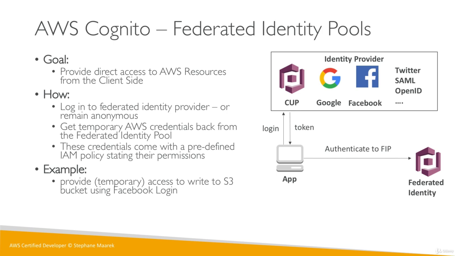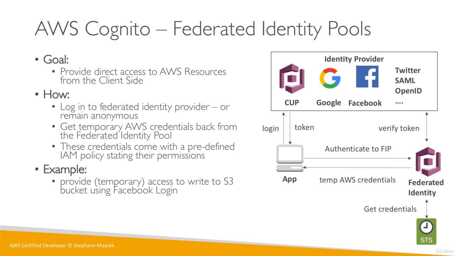So we authenticate using that token to our FIP, and it will verify the token with our identity provider, just to make sure we are who we say we are. Once the token has been verified, the federated identity pool will talk to the STS service to get temporary credentials for AWS. Once it has those, it passes the temporary credentials back to our application. Now our application is able to, for example, interact directly with our S3 bucket. And we have an IAM policy, which allows us to do certain things and not others. So this is the whole idea of how federated identity pools work.